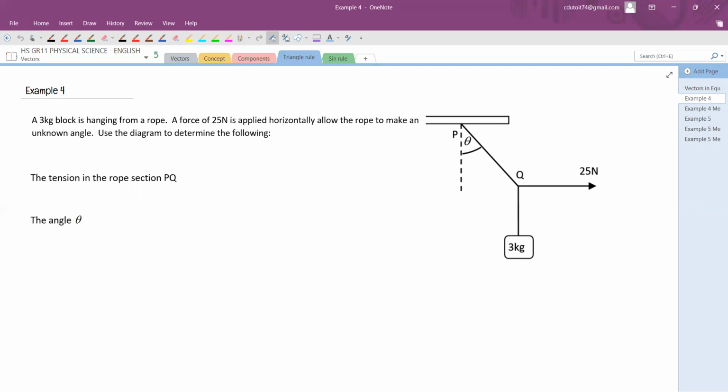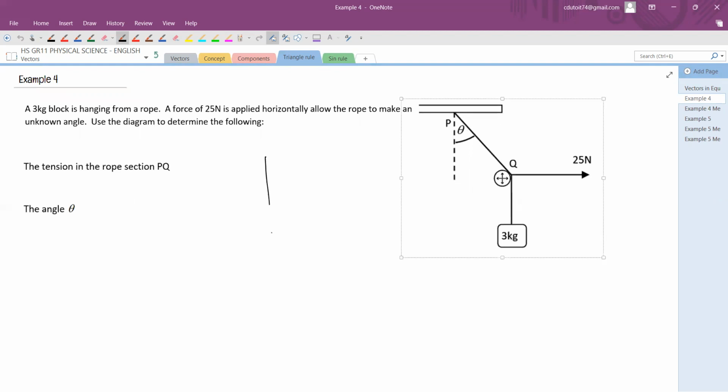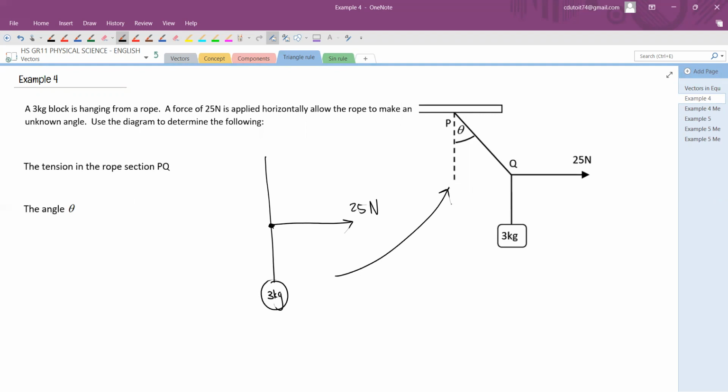Okay, so now we've got a 3 kg block that's hanging from a rope. A force of 25 Newton is applied horizontally along the rope to make an unknown angle. Use the diagram and determine the following: the tension in the rope, PQ. So we had a rope with a 3 kg block or ball there. Then someone attached another rope there, or took his fingers or something and pulled it that way with a force of 25 Newtons. That made that drawing. Can you visualize that, Amira?